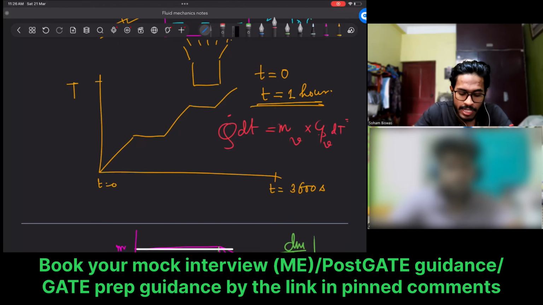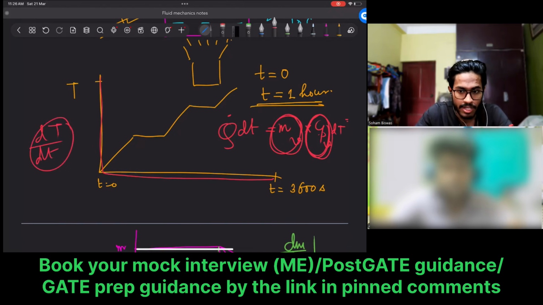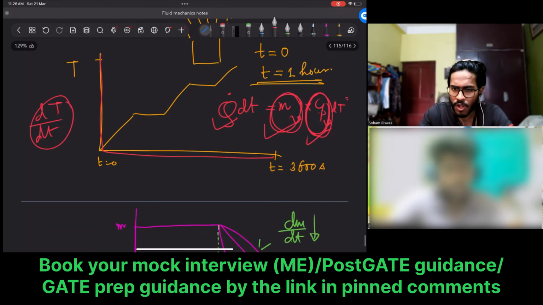Here you see that this m is also changing, and this Cp is also changing. So according to that, you have to draw your graph. The dT/dt, that is the slope of this graph, will change accordingly. This is constant, but this is also changing. So you have to take all these things into consideration. This is how you think like an engineer.